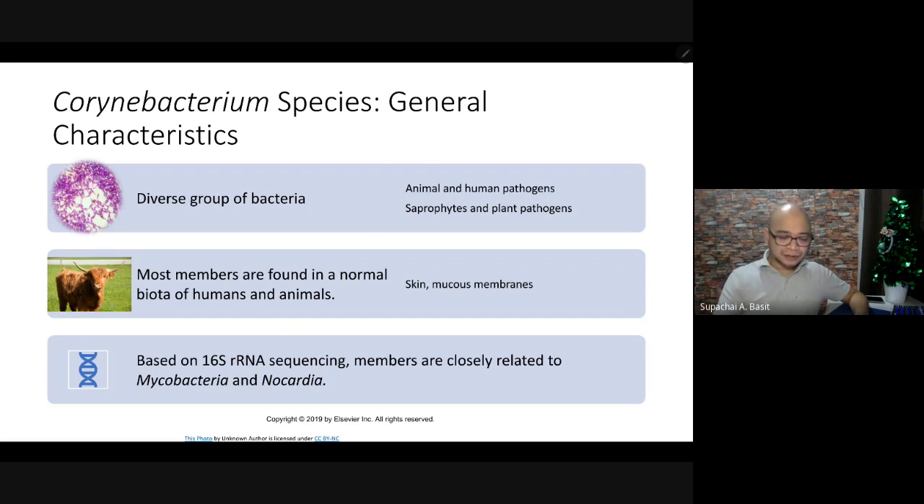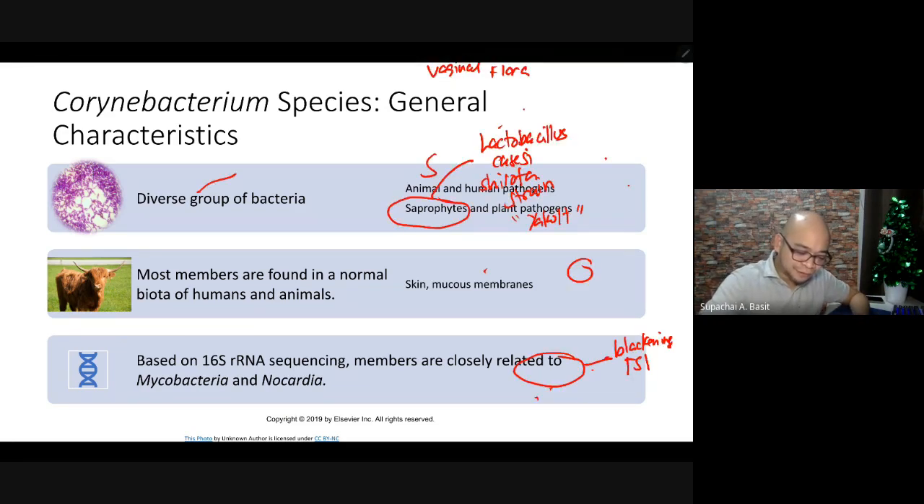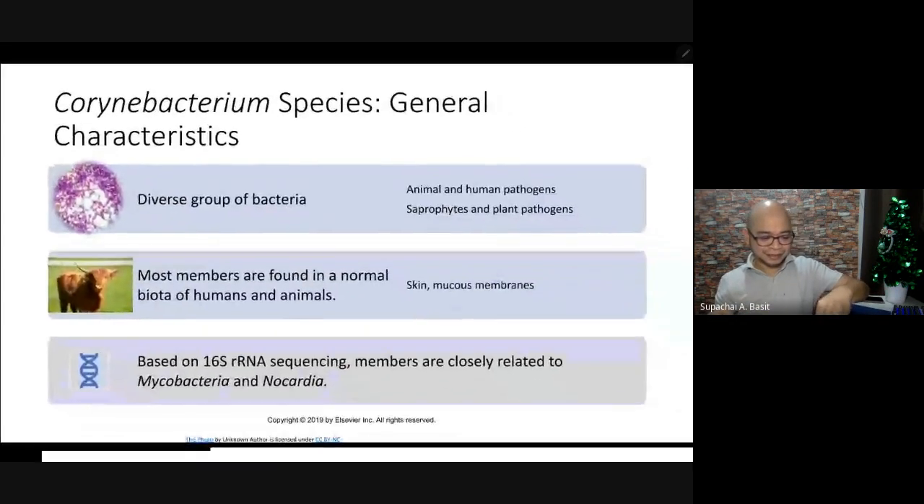Some of them are actually saprophytes. And when you say saprophytes, it means that they actually live on decaying organic matter. So that's what we meant by saprophytes. Most of the fungi are saprophytes, but incidentally, Corynebacterium are also classified as saprophytes.